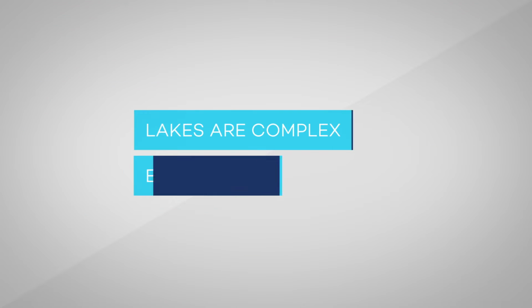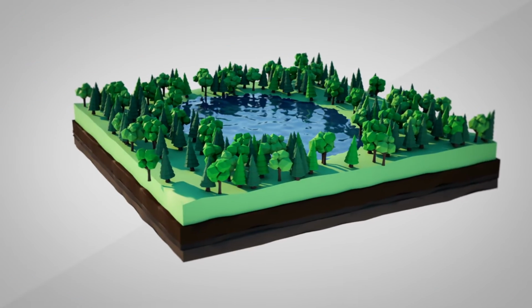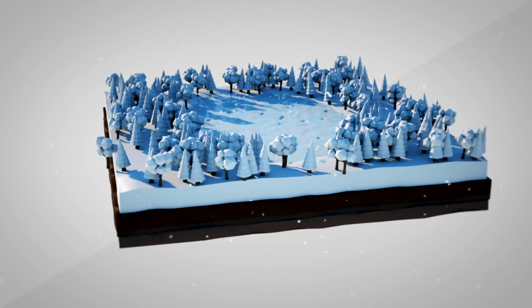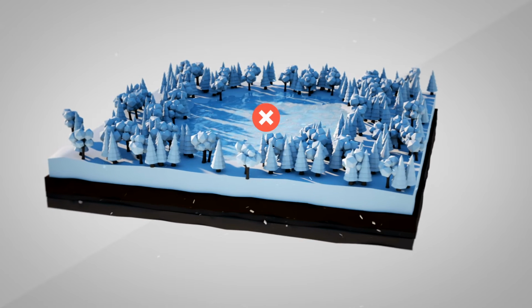Lakes are complex ecosystems. Lakes are hotspots of diverse plant and animal life with complex relationships. Ephemeral water bodies, like a pond that freezes completely to the bottom during winter, are not considered lake ecosystems because they can't support the rich biodiversity that a year-round habitat can.